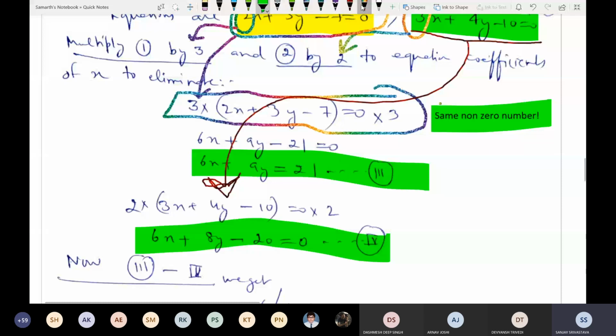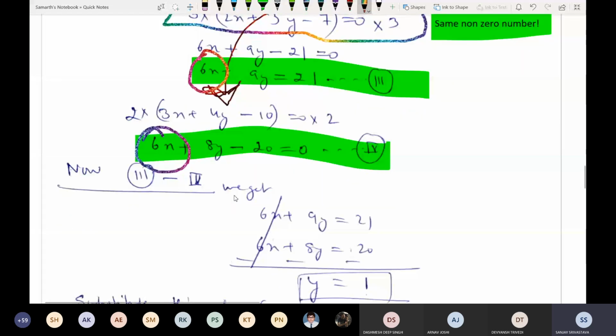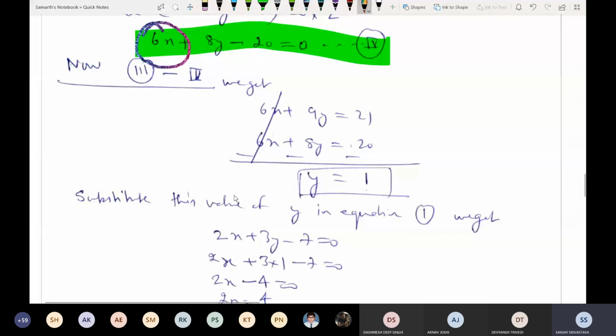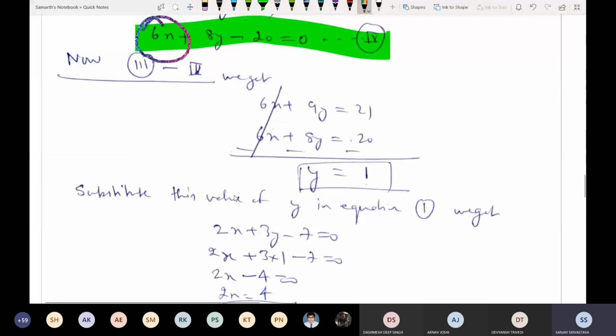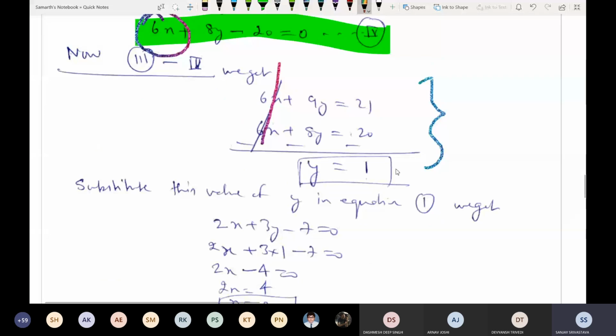So, in third and fourth equation, because coefficients are equal, what I have done, I have subtracted equation number 4 from equation number 3 just to eliminate x, because we are solving with the help of method of elimination. So elimination should be shown at least once. So 6x plus 9y is equal to 21, 6x plus 8y is equal to 20 when we subtract, plus 6 and minus 6 will be cancelled, 8y minus 9y will be y, and 21 minus 20 is 1. So y is equal to 1 we have got, and now you can substitute this value of y in any of the equations like I have substituted in equation number 1.